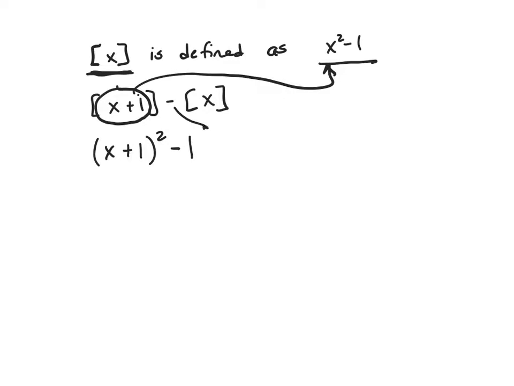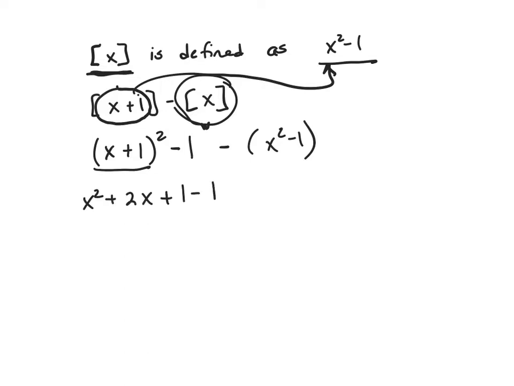And then bring down this minus sign. And then this, we know what this is. It's x squared minus 1. So square out x plus 1 times x plus 1. That will give you x squared plus 2x plus 1.